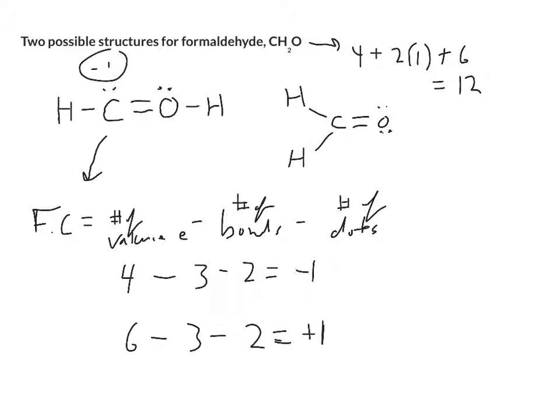Let's look at the second structure. Carbon's group 4. Has 4 bonds around it. There's no lone pairs. That formal charge is 0. This oxygen is a group 6. It has 2 bonds, 2 sticks, and 4 electrons. Its formal charge is 0.